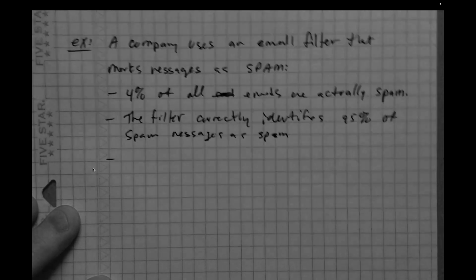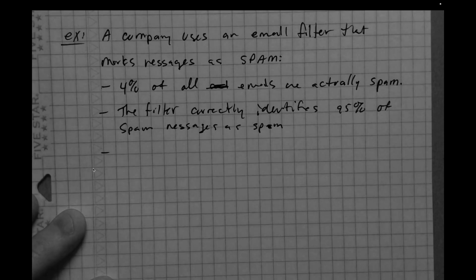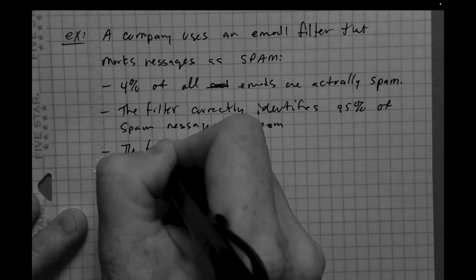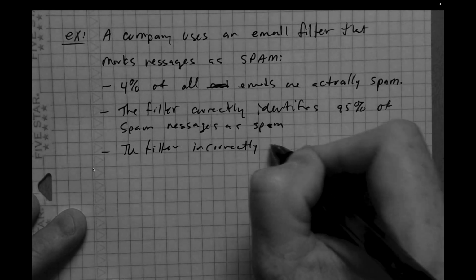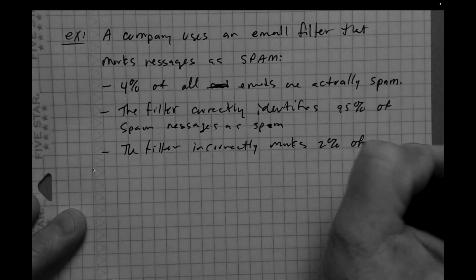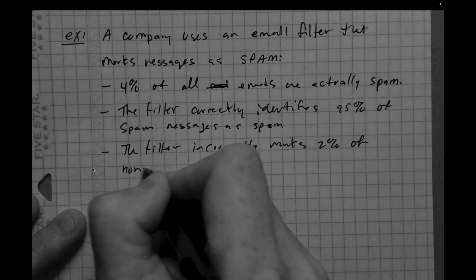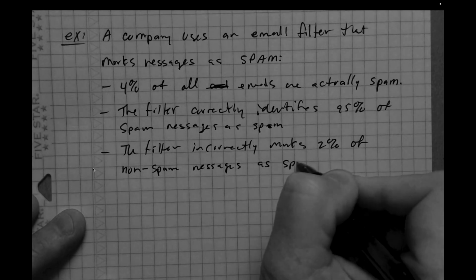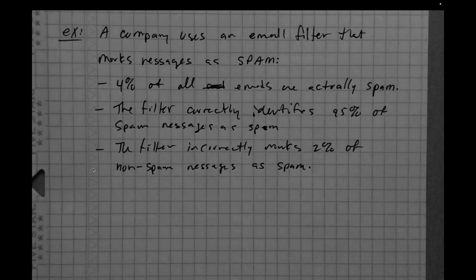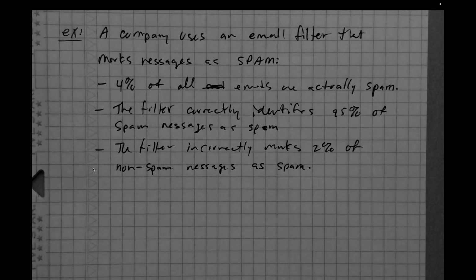And then the filter incorrectly marks 2% of non-spam, legitimate messages as spam. So this is like the false positives, right? And we've all seen this. You sign up for something and it says check your inbox, and if you can't find it, look in your spam folder. So this is your spam filter doing false positives on stuff that's legit.